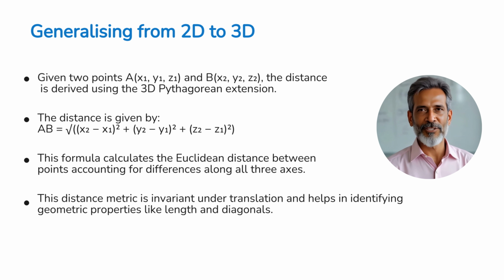What's neat is that this distance doesn't change if we shift the whole space around, so it's a reliable way to talk about length and diagonals in 3 dimensions. Excellent, beta. Now you have the formula that unlocks distances in space beyond just a flat plane.